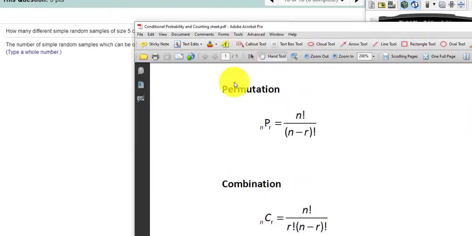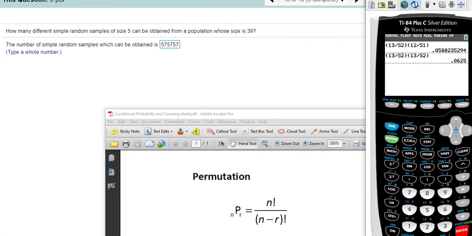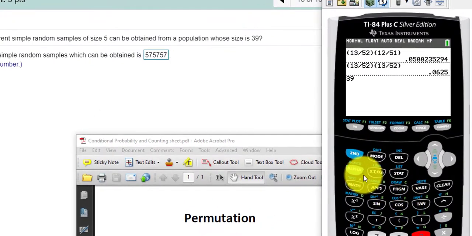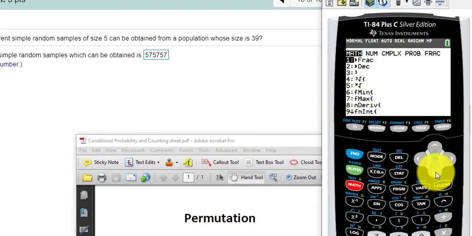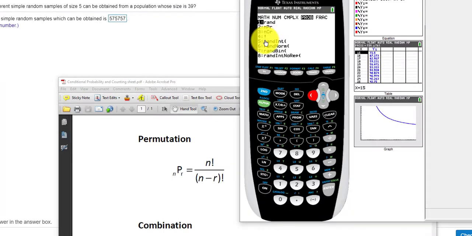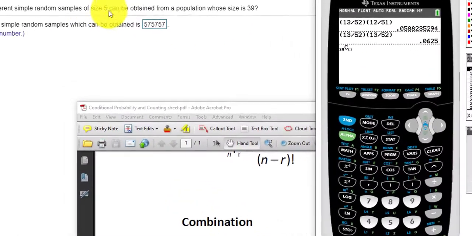Right, so my n in this case was 39. So I press 39, and then I hit the math key. I go over to probability. Now again, if I don't have the n choose r, but I have the factorial key, that's this little thing that looks like an exclamation point, we can use the formula that's written here. But I do have n choose r, so I pressed 39, and then we pick 5.